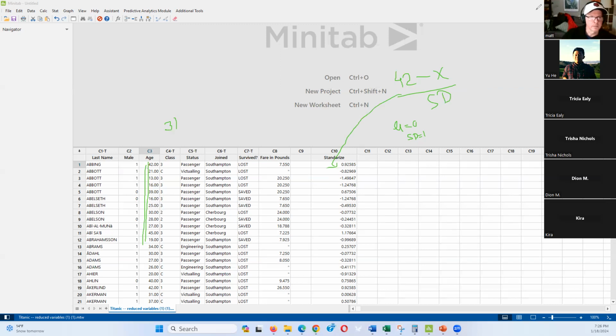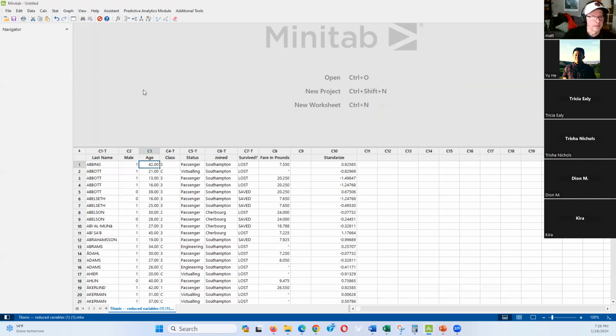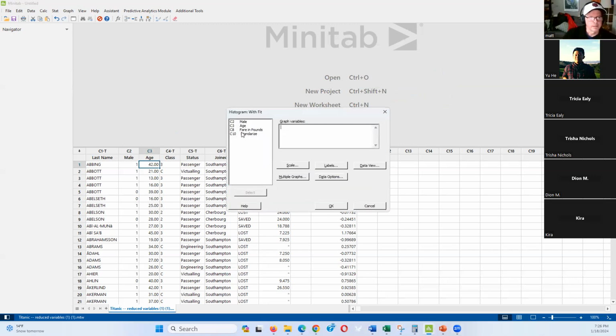So let's see how it works. Now I will just demonstrate here a histogram, and let's see, and standardized, and now you can see.